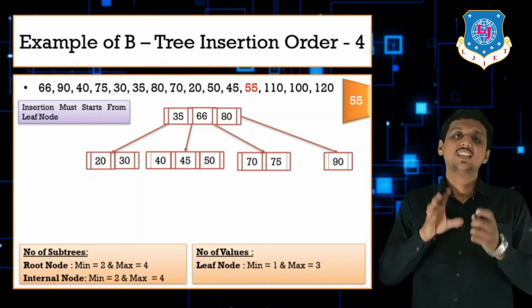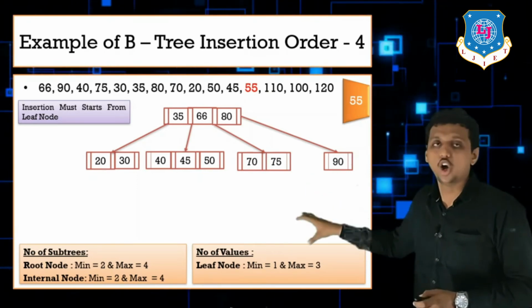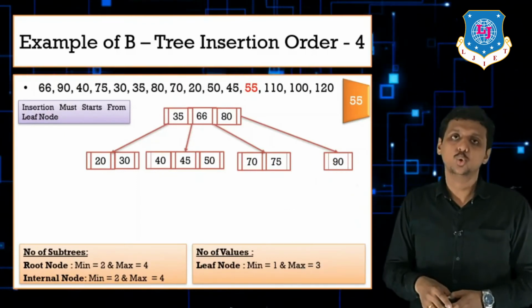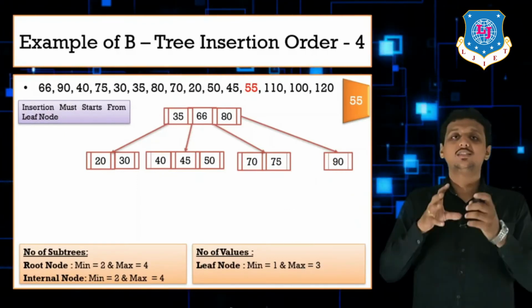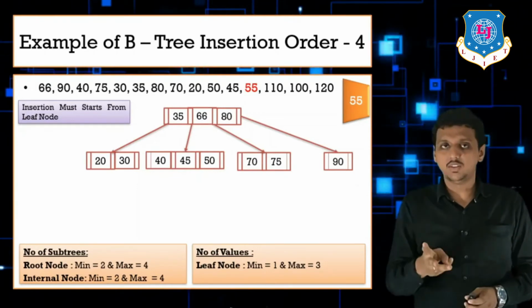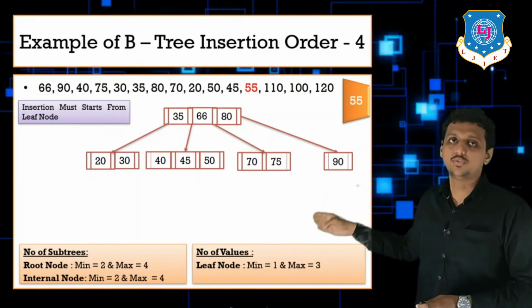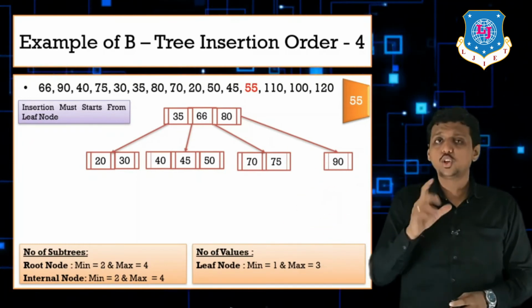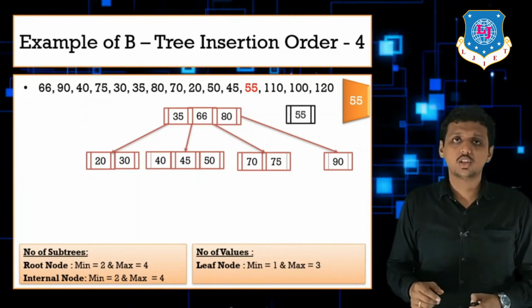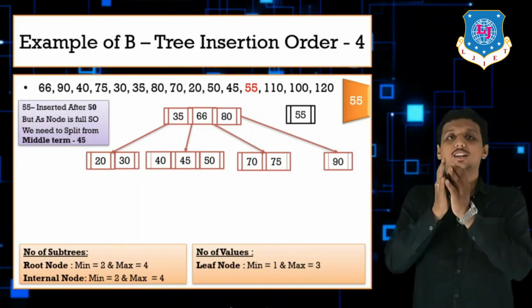Now tell me, is there any space still remaining to insert data in this node? No. Why? Because this tree has order 4, so you can insert a maximum of 3 values and 3 values are already there: 40, 45 and 50. So what to do in such a situation? Students, here you need to split your node.